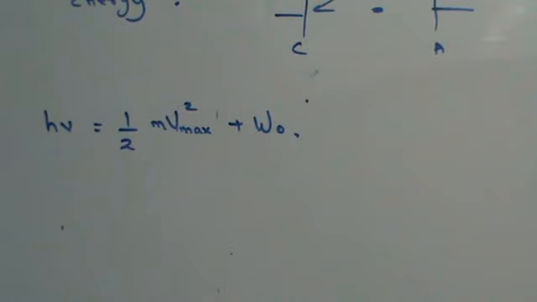Where m is the mass of the electron, ν is the frequency of the incident radiation, h is Planck's constant, and v_max is the maximum velocity of the emitted photoelectrons.